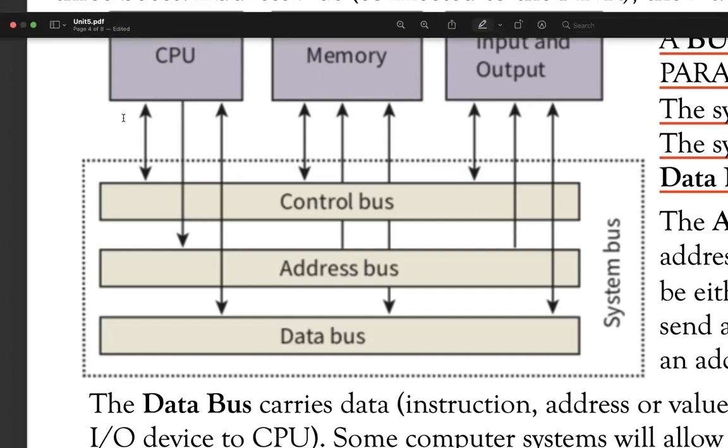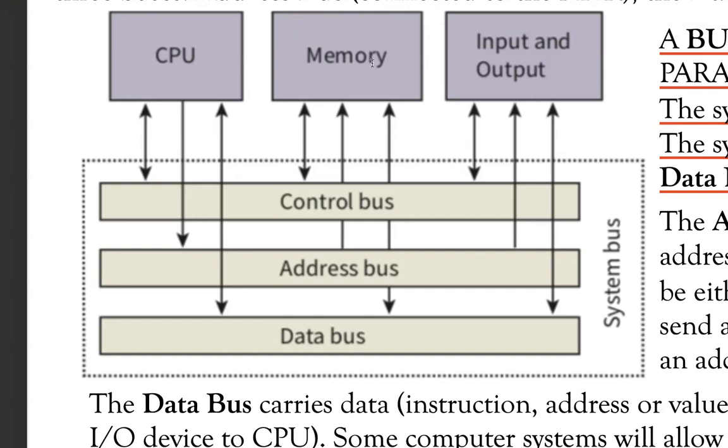So the CPU is connected with both of these categories of devices. So in short, the CPU is connected with everything. When we say that the CPU is controlling everything, this is how it's done, because it's connected to everything. Now, the connection with the CPU and all of the other devices takes place using these three buses.